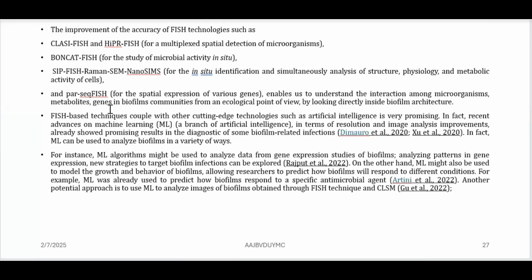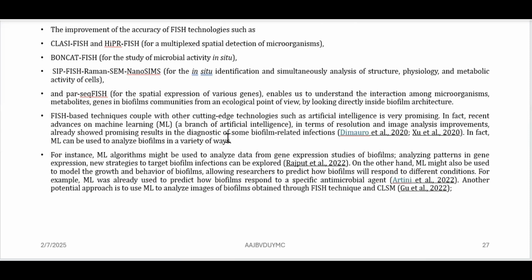You can understand interaction among microorganisms, metabolites, genes in the biofilm communities, and their expressions, their effects. And from an ecological point of view, you can also study how a particular biofilm is architectured or designed or developed, how it is working, and what the crucial molecules are, what the quorum sensing molecules and their effects are, and so on and so forth. So FISH based techniques are coupled with various cutting edge technologies like machine learning also.